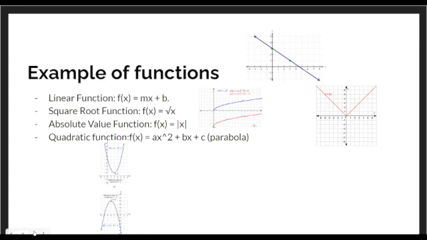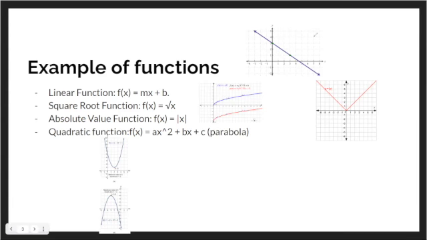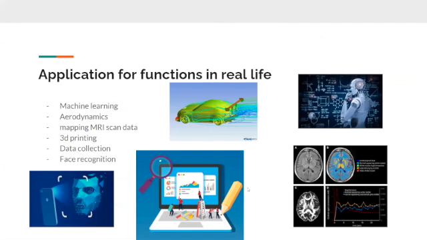Applications for functions in real life. In real life, there are many things that a function can be used for, and these are just some examples. You use functions for machine learning, for example, data collection, by determining the peak of a set of people's height in internet usage or whatever. Aerodynamics, you can calculate the aerodynamics of something falling. Mapping MRI scan data, which is basically like graphing your blood levels. Data collection and face recognition.